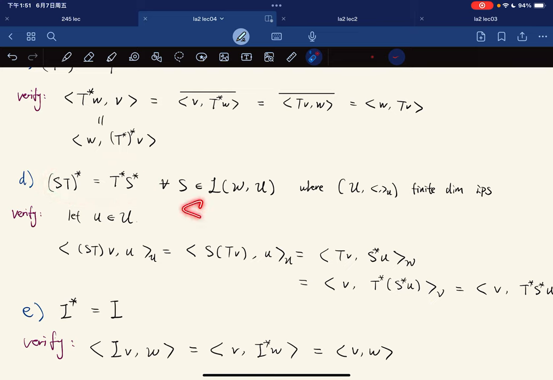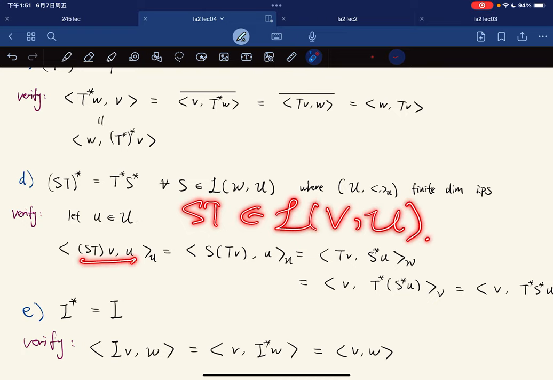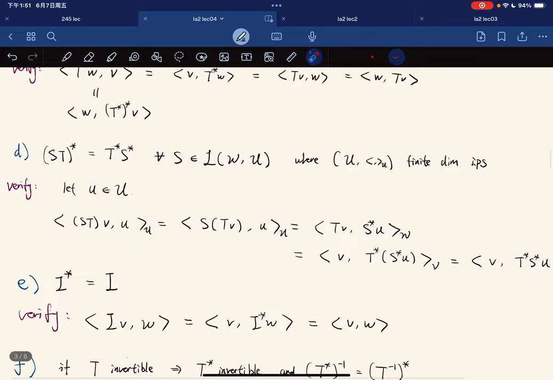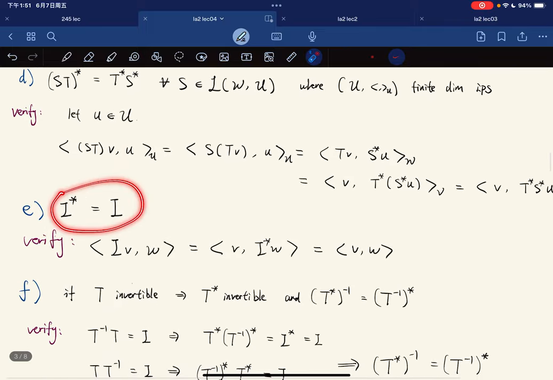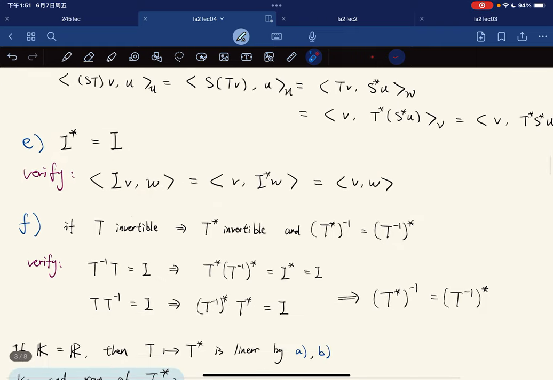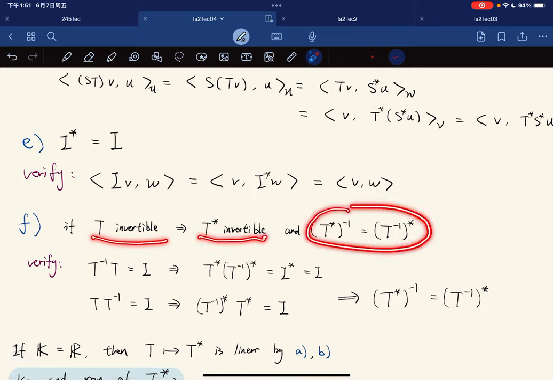So ST is a linear map from V to U, and you just use the adjoint definition. You get the adjoint of S, and again the adjoint of T, and this is equal to this. And the adjoint of I is equal to itself. It's easy to verify this. And if T is invertible, then the adjoint is invertible, and we have this equation.